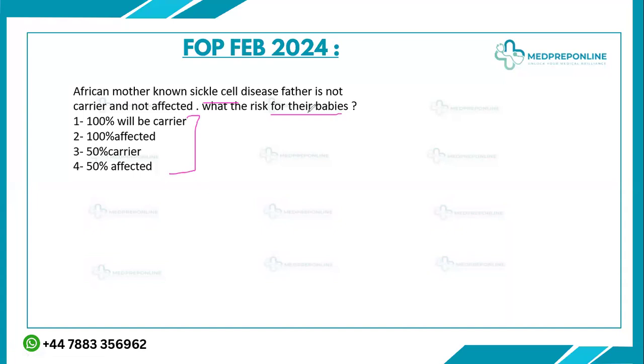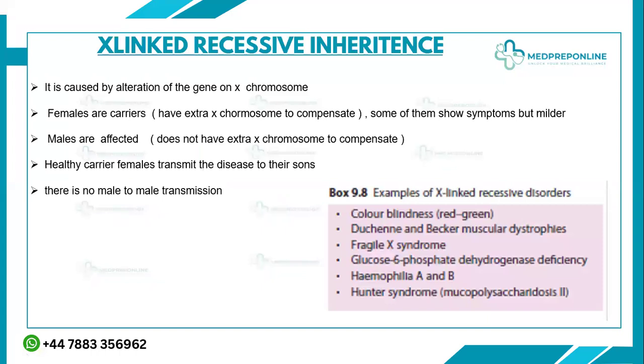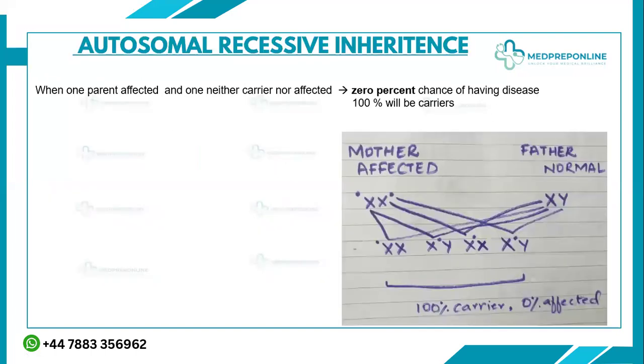100% will be carriers. Yes, 100% will be carriers. When we talk about affected, 100% affected won't be there, 50% affected won't be there, this will be zero. And the answer will be 100% carriers. So every time you get this type of question, just make the crosses and answer. All right. Next is, okay, so I hope you understand the autosomal recessive inheritance.